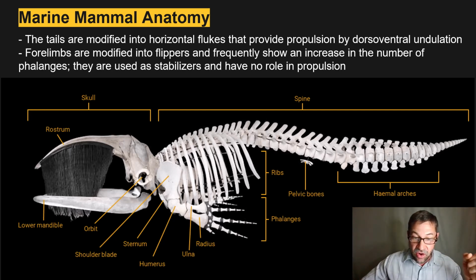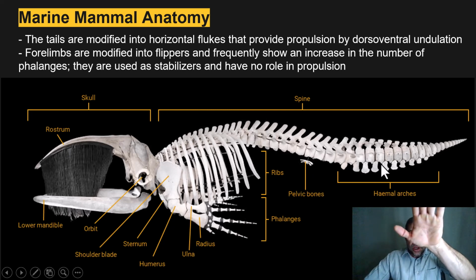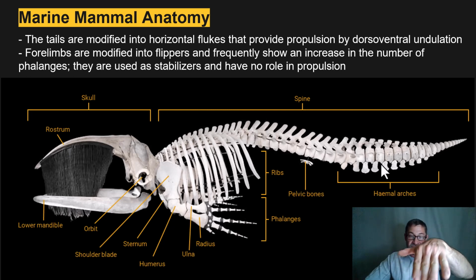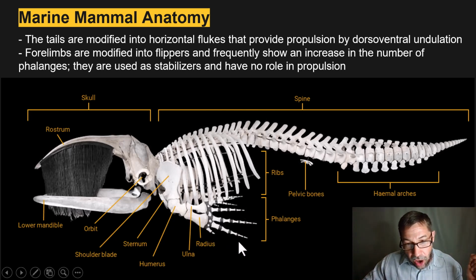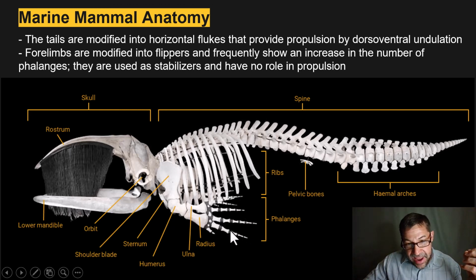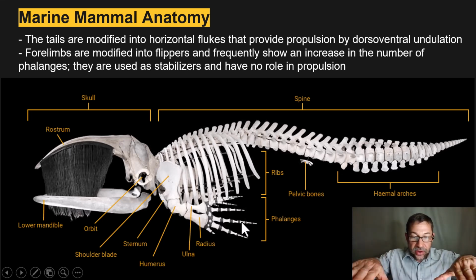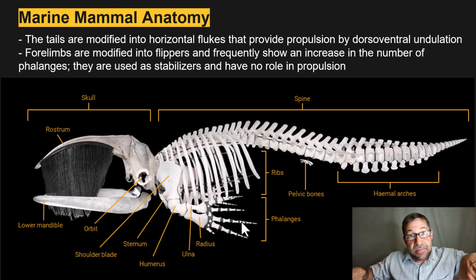The whale tails are modified into horizontal flukes. So they're going to propel themselves like this. That type of propulsion is called dorsoventral undulation. Their forelimbs are modified into flippers, much like the pinnipeds. They're going to show an increase in the number of phalanges, but these flippers, they're not used for propulsion. The tail is doing all of the propulsion. The flippers are merely stabilizers and are going to allow that whale to bank and turn.